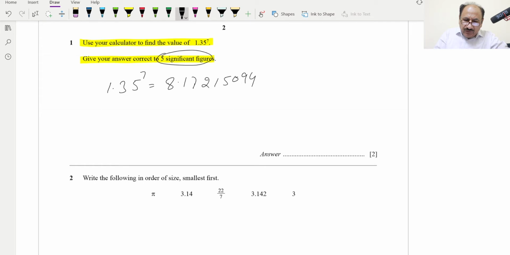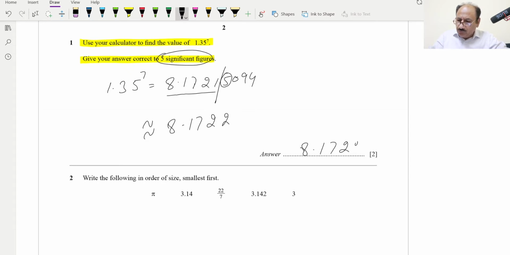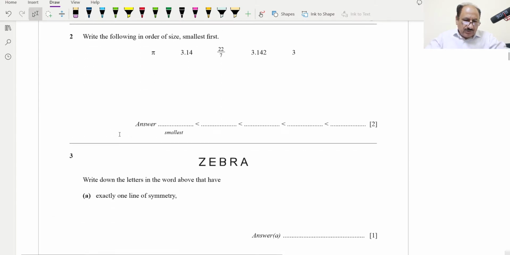So 5 significant figures will be 1, 2, 3, 4 and 5. So we'll have to remove from here. It will be rounded to 8.1722, because this digit is 5. If it is 5 or more than 5, then we increase the previous number by one. So 8.1722 will be the answer. This is a 2-mark question.